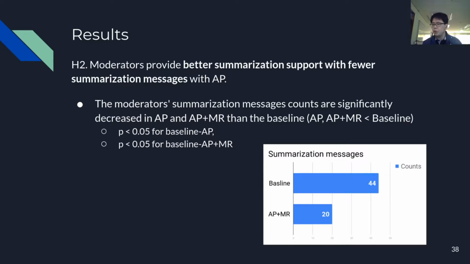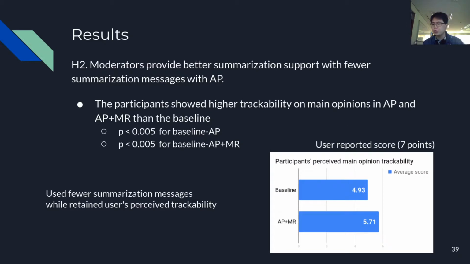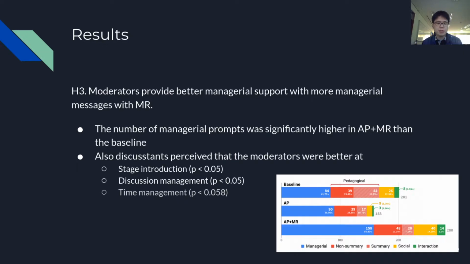H2 is about the moderator summarization activity. Moderators provide better summarization support with fewer summarization messages. While moderators used fewer summarization messages, participants showed higher trackability on main opinions in AP plus MR than in the baseline. H3 is about the managerial messages.